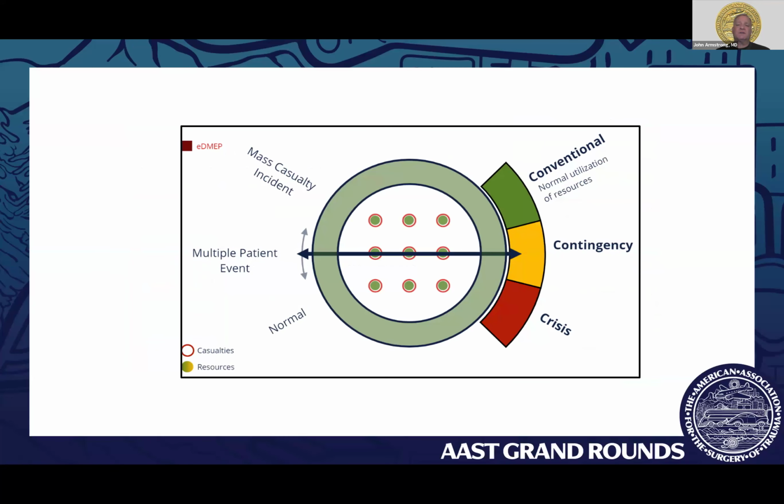E-DMEP also uses a variety of animations. And though I'm not showing you an animation on this slide, I'm giving you a sense of how E-DMEP is using visuals to convey concepts such as, what is a mass casualty incident that leads to crisis care where more patients exist relative to resources? What is a contingency event shown in this slide with multiple patients where there can be one-to-one resources, but it's a stretch? And then conventional on a day-to-day basis where we can do the greatest good for the greatest number because we tend to have more resources relative to the number of patients.